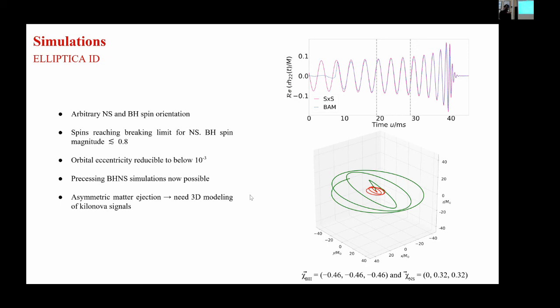when there is tidal disruption in this kind of system, you will have a full 3D distribution of the ejecta and disk. And then the kilonova community should model signals coming from such a 3D morphology of the ejecta and the disk. Then with such new codes, we are also able to go below 10⁻³ in orbital eccentricity, which is again an important aspect to think about when we want to develop accurate gravitational waveform models for such systems.